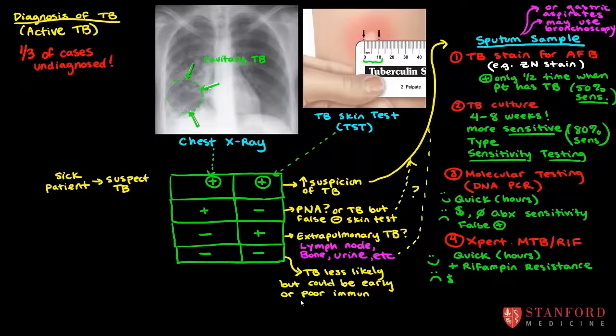And if you have a clinical scenario that still makes you think of TB, and perhaps they're a very high-risk host, such as an immunodeficient host, for example, somebody infected with HIV, you still may want to pursue diagnostic testing even under those circumstances.